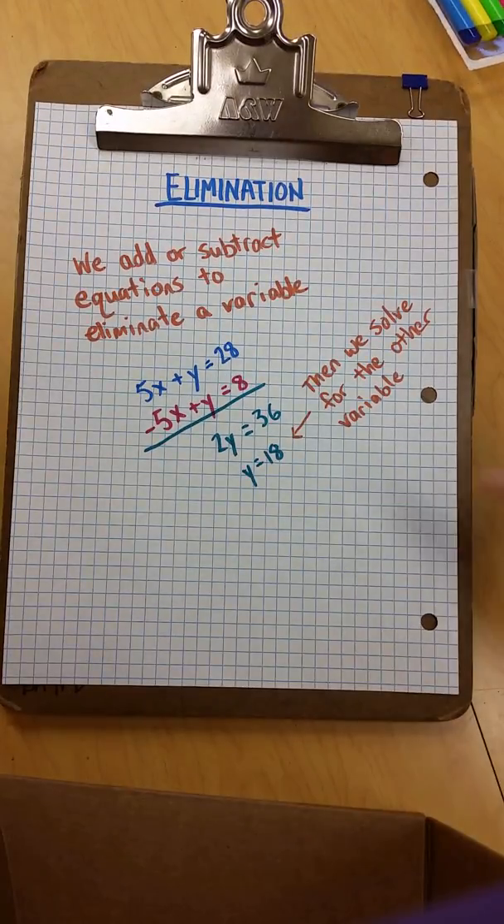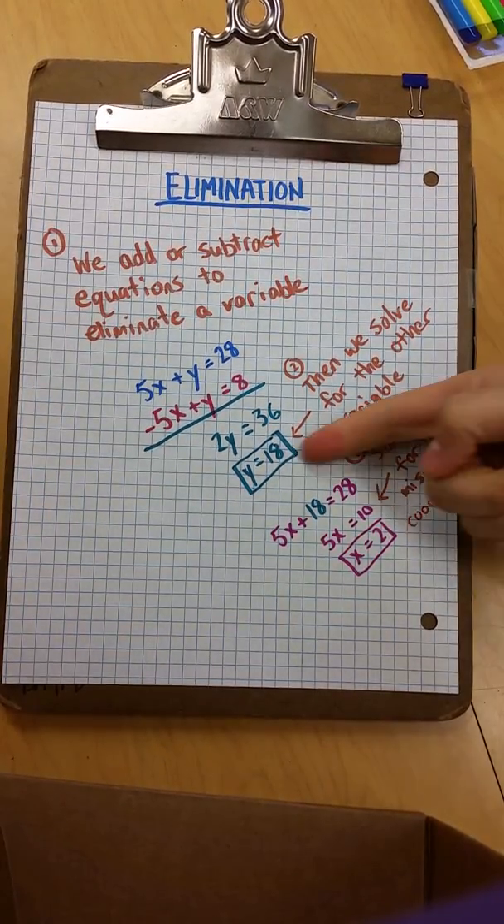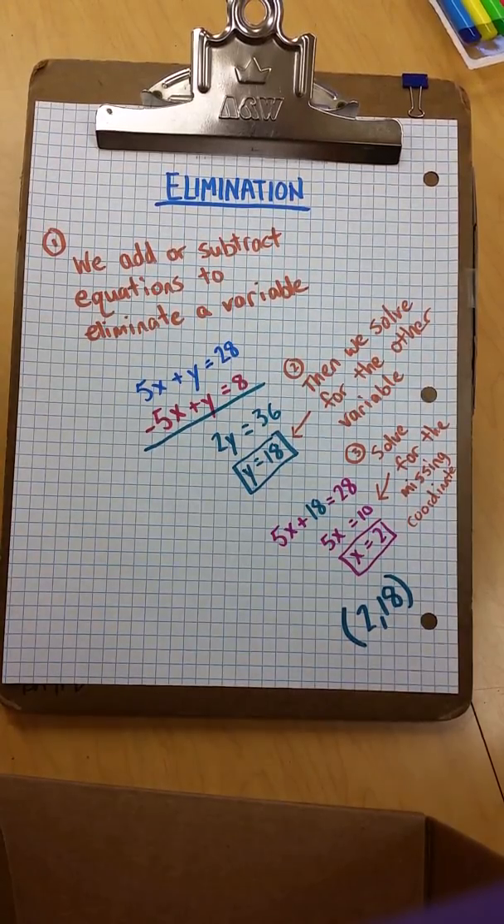As soon as we have found one variable, we can find the other by plugging it in. By plugging in one coordinate, we can find the other, and this gives us our solution. This is the point where our two equations are going to cross. There's one more thing we need to worry about.